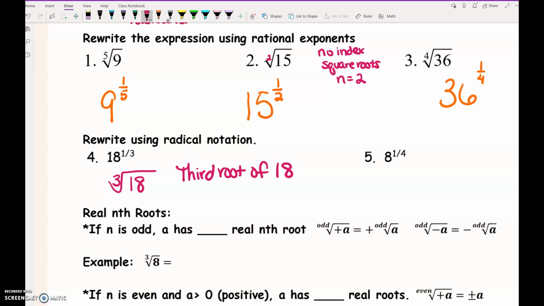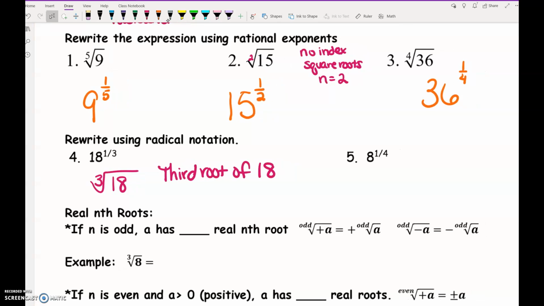I don't want you to say 3 radical 18, because that would indicate 3 times the square root of 18, and that's not what it is. It is the third root of 18. Okay, the next one, try it on your own. What do you think 8 to the 1/4 is as a radical? Fourth root of 8.